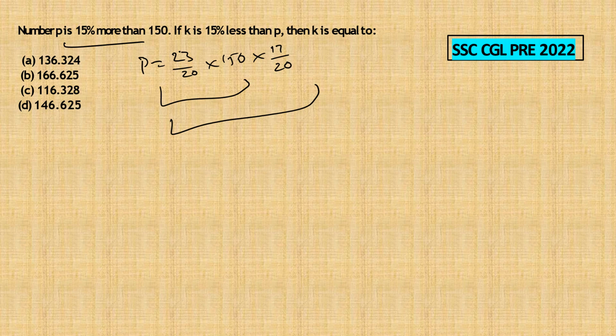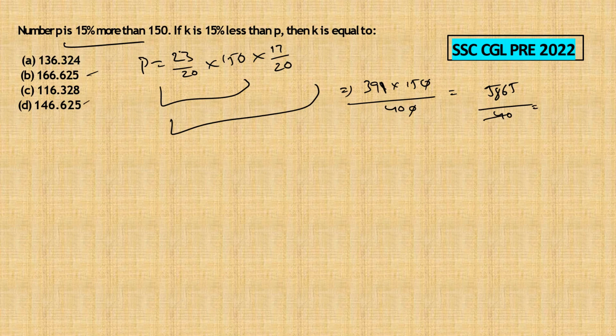Unit digit, no, 2 are matching. We'll do it basically. 23 into 17, 17 2s are 34, 340 plus 51, that is 391 into 150 by 400. 20 20s are 400, 0 gets cancelled. 15 1s are, 15 9s are, and plus carry, that is 5865 divided by 4. 4 1s are 4, 4 4s are 16, one digit before the decimal, that is 146.625. The answer is D.